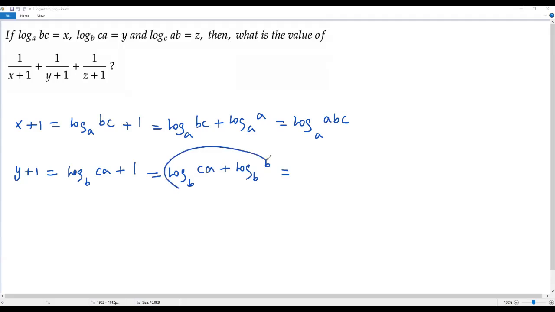Here we add two logarithms with the same base, so we can use the product rule again. That is, we write the logarithm once with whatever base we have for these two logarithms, and we multiply the arguments C, A and B. Then we get ABC.